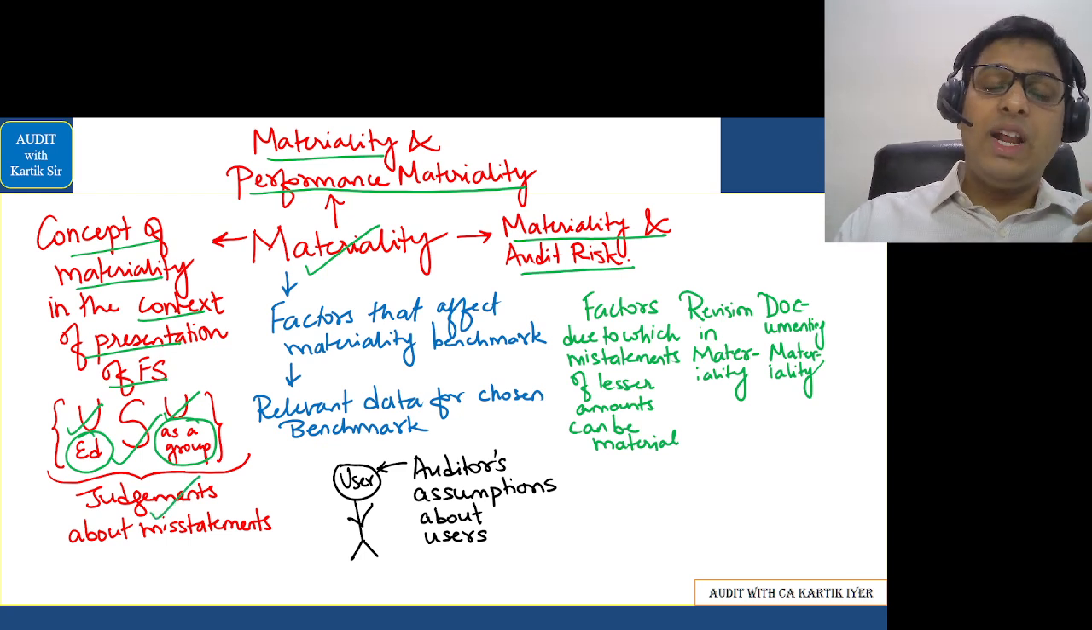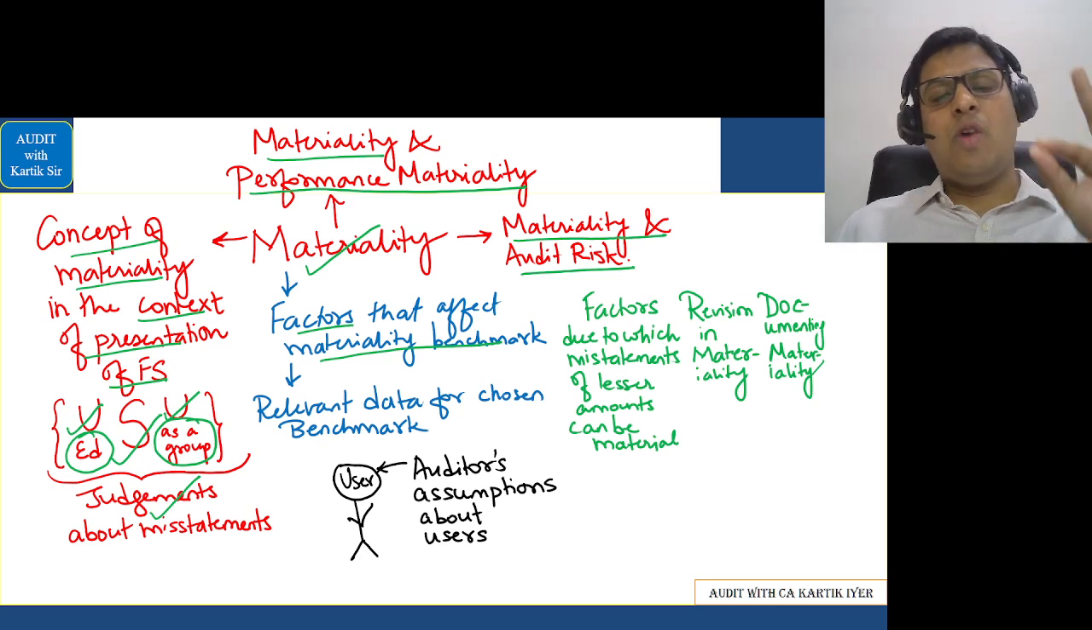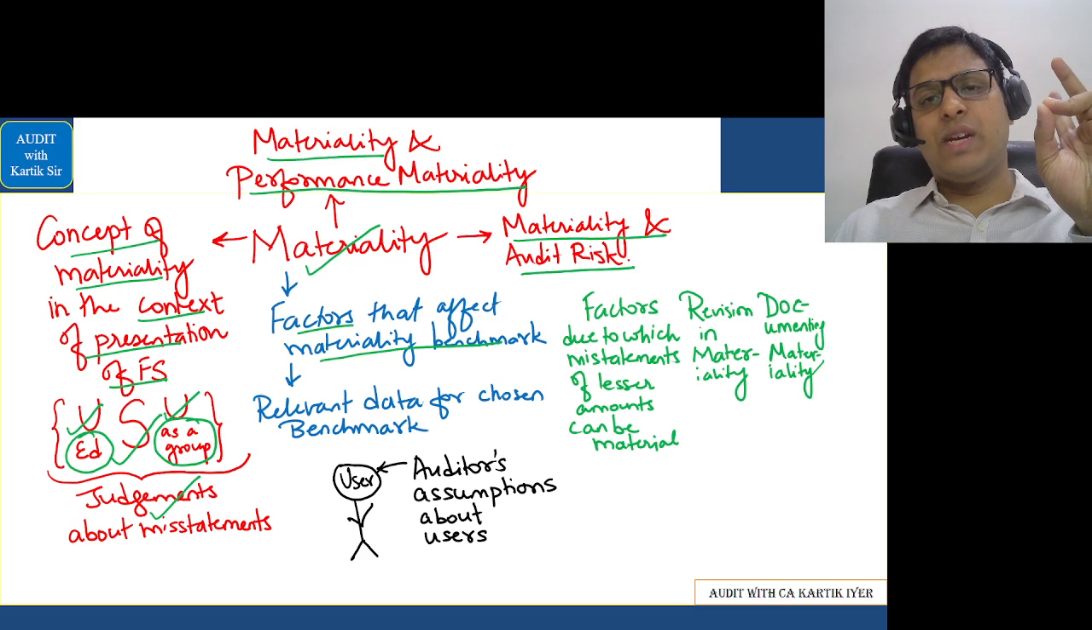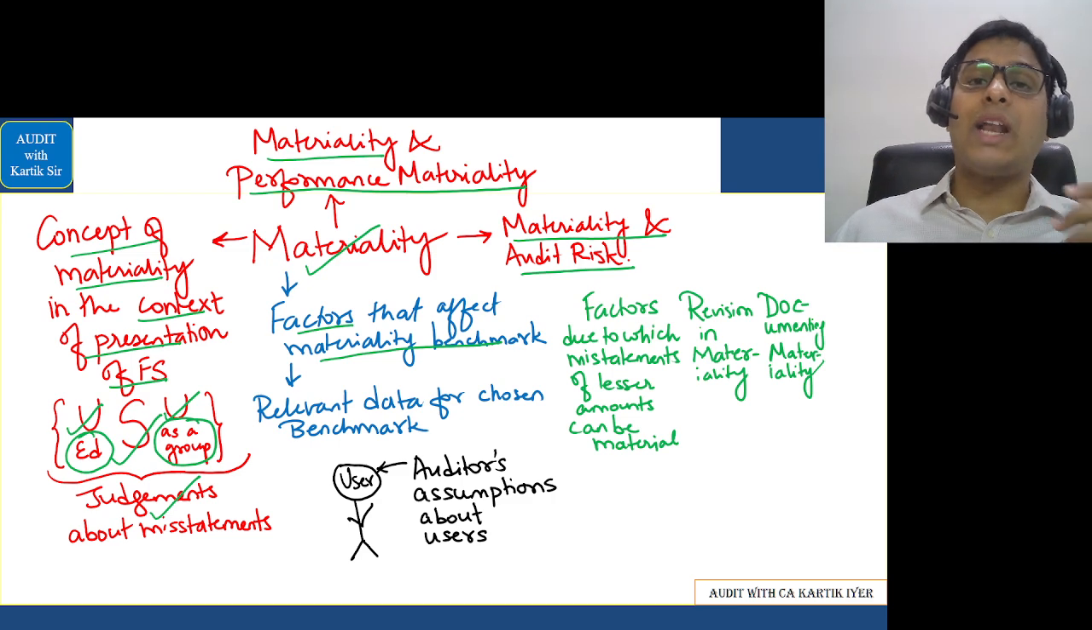Okay. We did a very important answer called factors that affect the materiality benchmark. If you remember, we had done a code called WOFNLI, that is volatility, ownership structure, financial statement elements, users' attention, nature of the entity, life cycle, industry, and economic environment. So this is what we had done in relation to factors that affect the materiality benchmark.